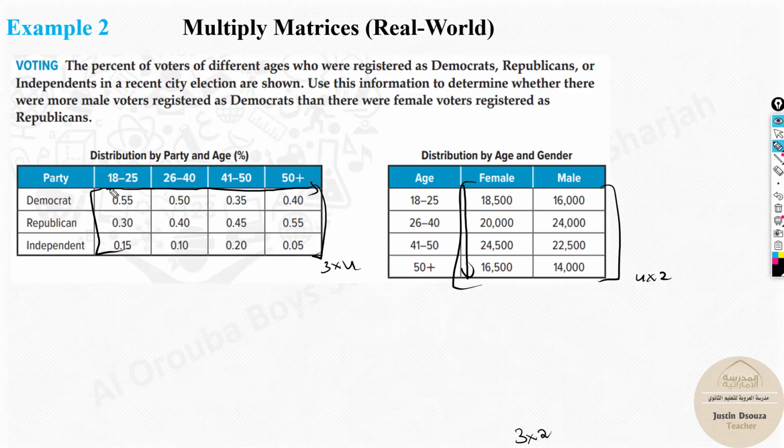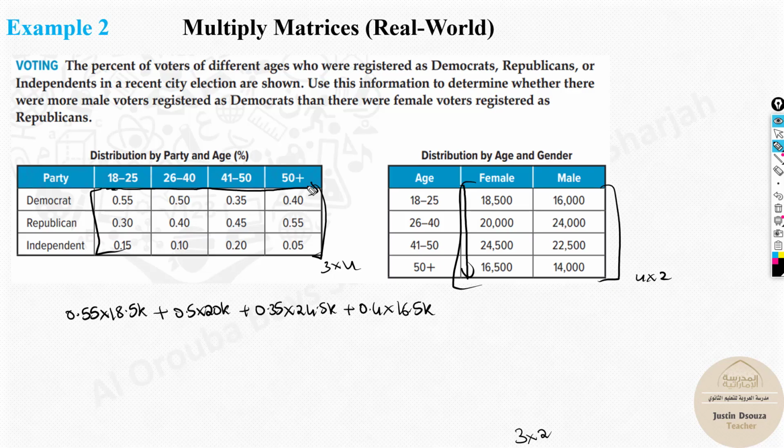What happens is, see the tail, that is 0.55. Let's start over here. 0.55 multiplied with 18,500. I'll write 18.5k, that is 1000, plus 0.5 multiplied by 20k, then plus 0.35 multiplied by 24.5k, plus 0.4 multiplied by 16.5k. This is done. This is the first digit we get.